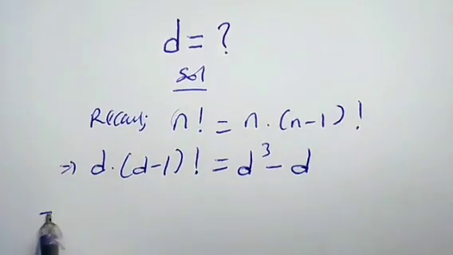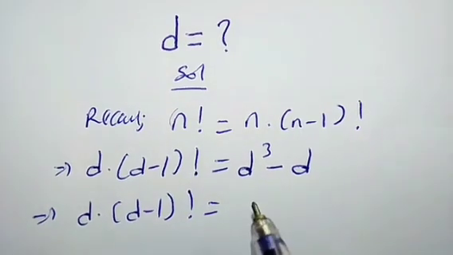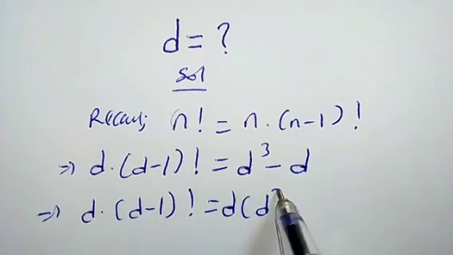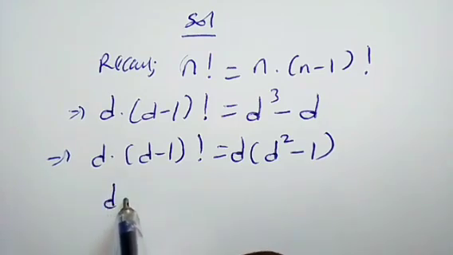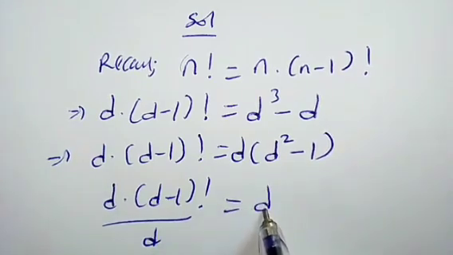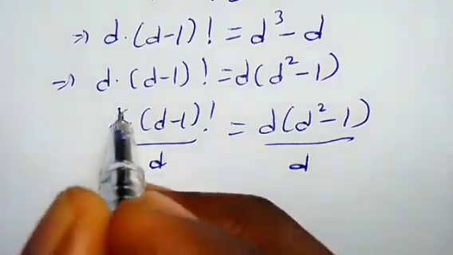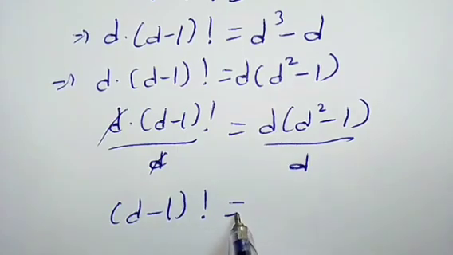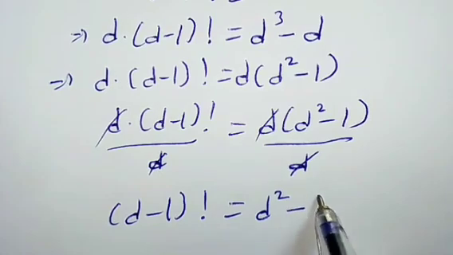Let us continue. This implies that d times d minus 1 factorial is equal to, we can pull out d from these two terms, so that will be d times d to the power of 2 minus 1. Let us divide both sides by d, so we have d times d minus 1 factorial over d equal to d times d to the power of 2 minus 1 over d. d cancels d, so we are left with d minus 1 factorial on the left side equal to, d also cancels d on the right side, so we have d to the power of 2 minus 1.